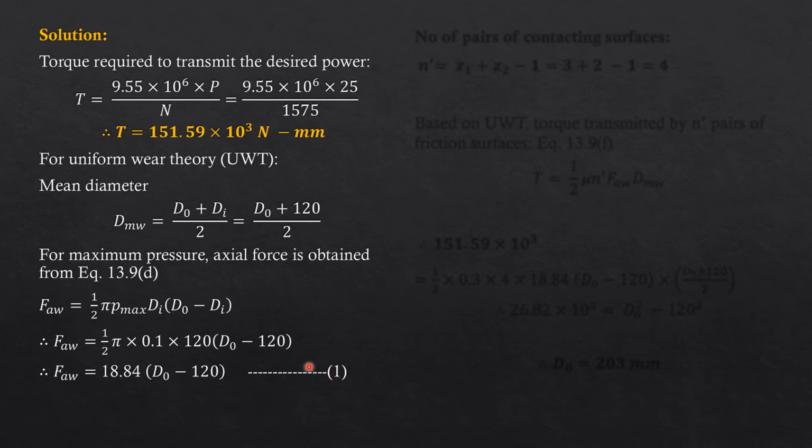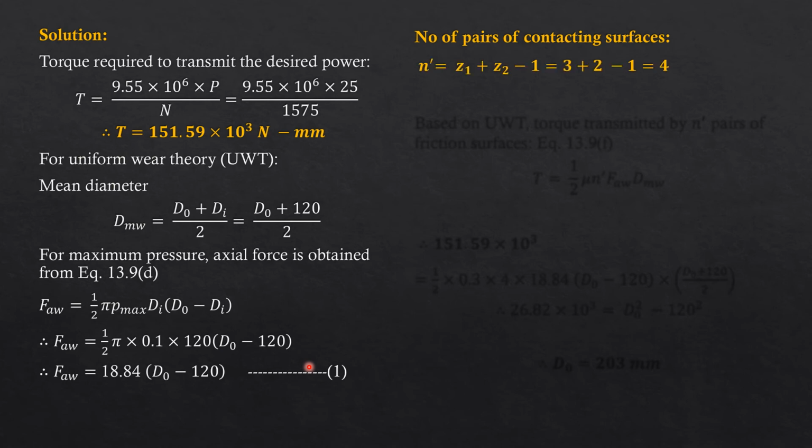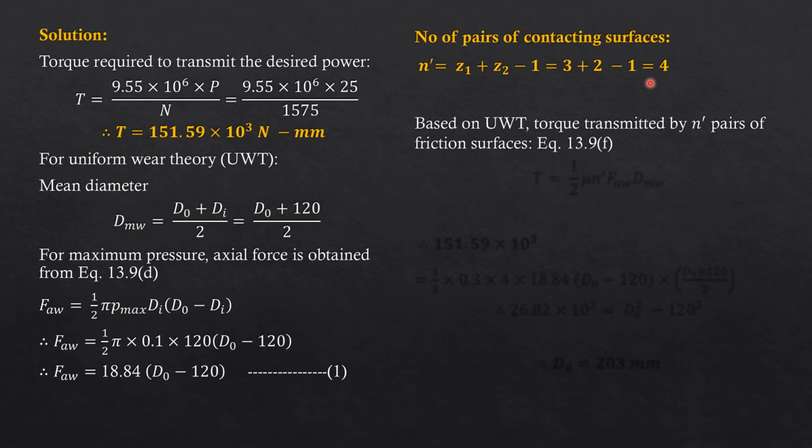All right. Now, in this problem statement, they have mentioned that the number of plates is 5, that is 3 plus 2, 5. Therefore, number of pairs of contacting surfaces n dash will be equal to number of plates minus 1. That is 3 plus 2 minus 1, which is equal to 4. Therefore, n dash is equal to 4. Now, for uniform wear theory, we have the equation for torque as T equal to 1 by 2 mu n dash axial force into mean diameter.